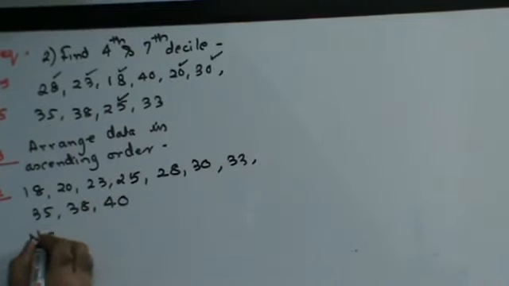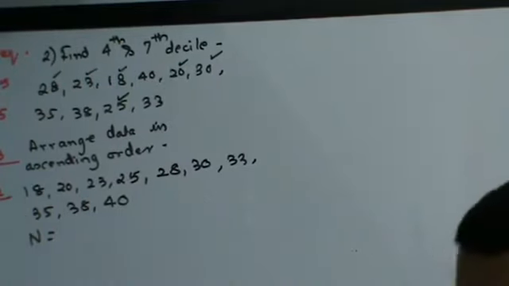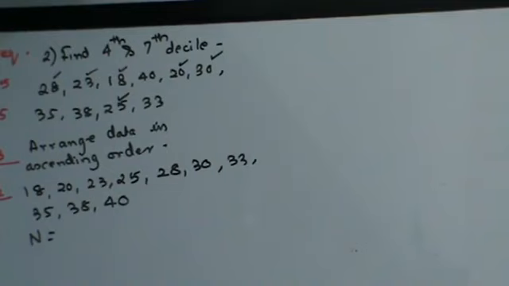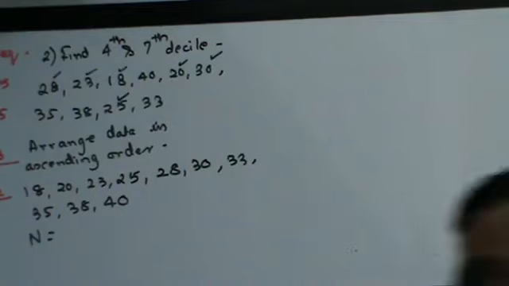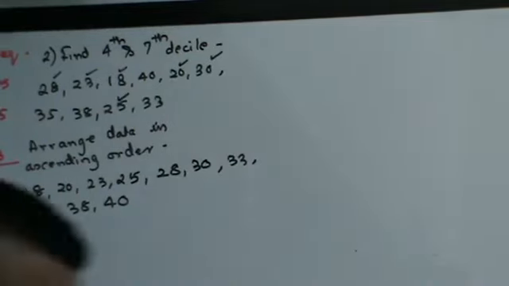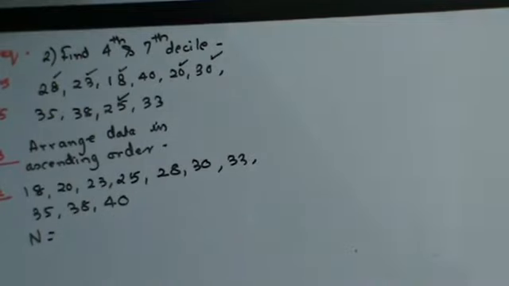N is the number of terms that you have here. In this case, if you count the number of terms, there are 10 terms. So in that case, the first thing that you are going to do is find out the class of D4. Let's see how we find out the class of D4.